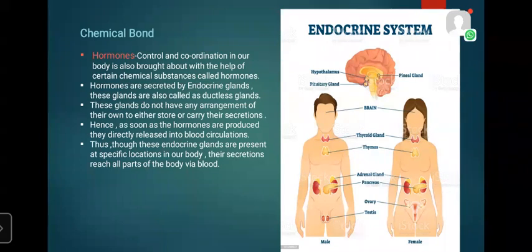You can see in the picture, in both male and female, most of the glands are the same apart from ovary and testes. Hypothalamus, pineal gland, pituitary gland, thyroid gland and parathyroid gland, thymus, adrenal glands are the same. But in female, ovary is present and in male, testes are present. All these glands secrete hormones which are required by our body.